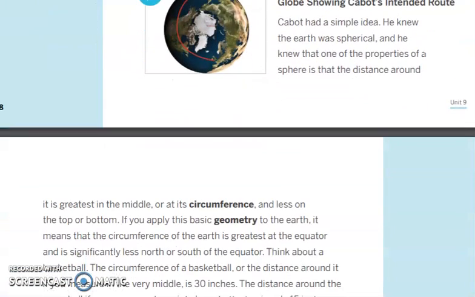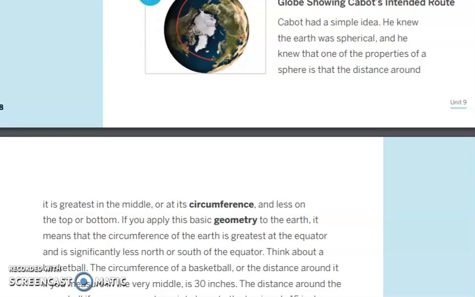Cabot had a simple idea. He knew the earth was spherical, and he knew that one of the properties of a sphere is the distance around it is greatest in the middle or at its circumference, and less on the top or the bottom. If you apply the basic geometry to the earth, it means that the circumference of the Earth is greater at the equator and is significantly less north or south of the equator.